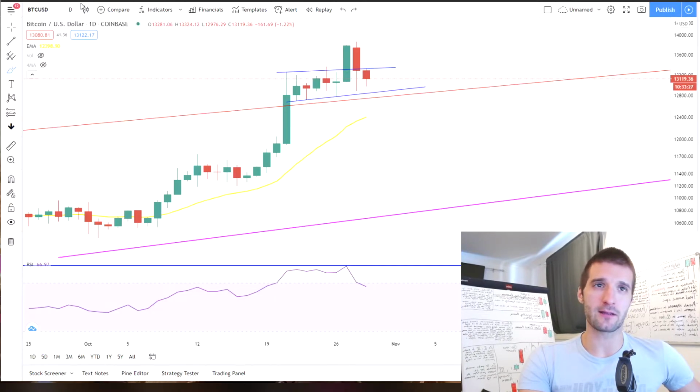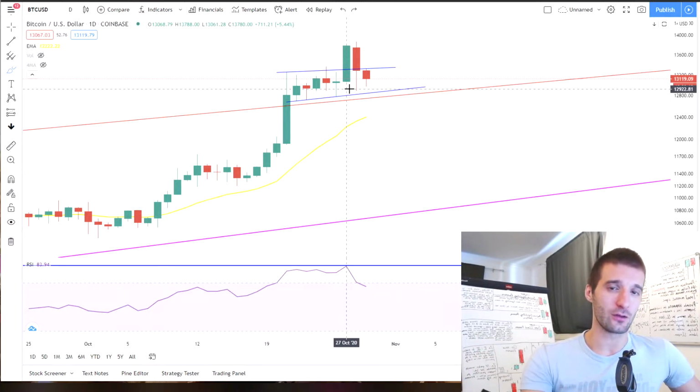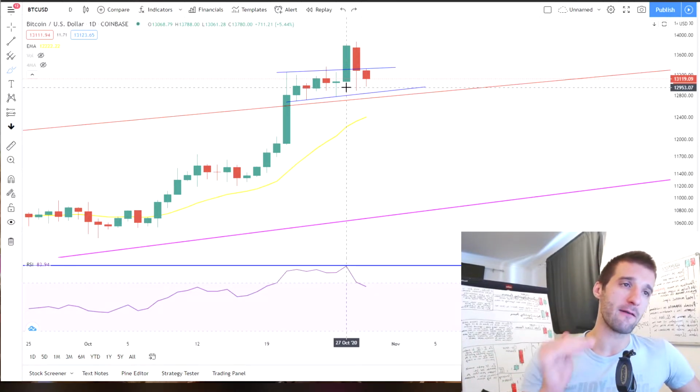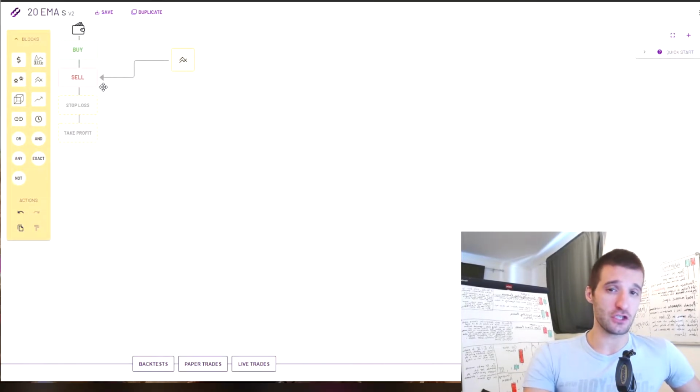Because if we come back to the chart over here, we can see that the price is still above the 20 exponential moving average. So we need a short position right now. We are coming back towards the 20 exponential moving average from above and not from below. So this is the reason why we need the sell option or short position first, right?